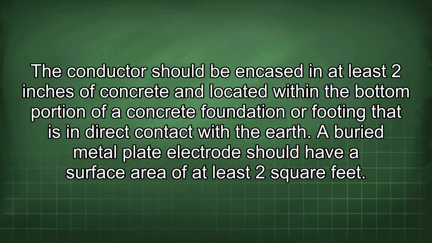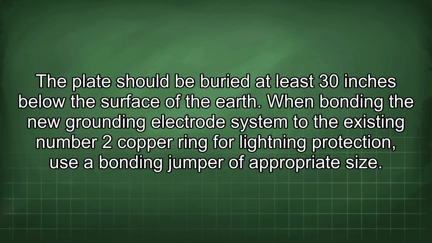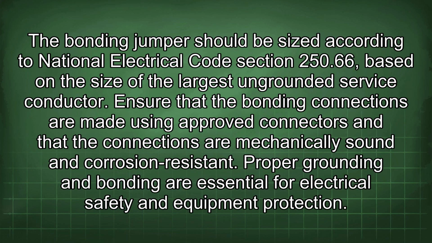A buried metal plate electrode should have a surface area of at least 2 square feet. The plate should be buried at least 30 inches below the surface of the earth. When bonding the new grounding electrode system to the existing number 2 copper ring for lightning protection, use a bonding jumper of appropriate size. The bonding jumper should be sized according to National Electrical Code Section 250.66, based on the size of the largest ungrounded service conductor.